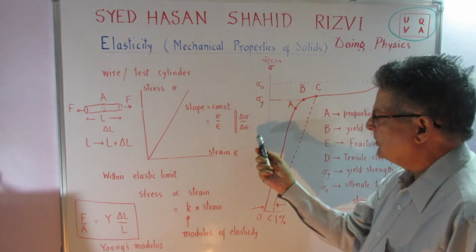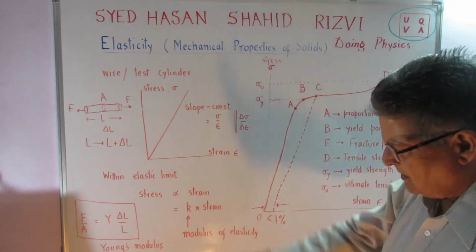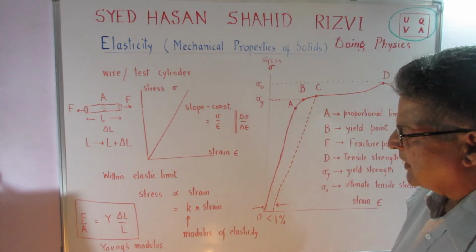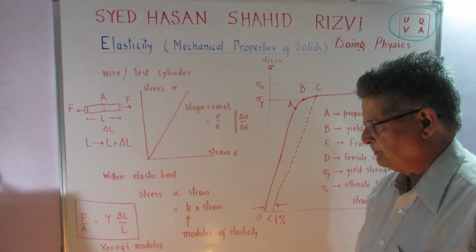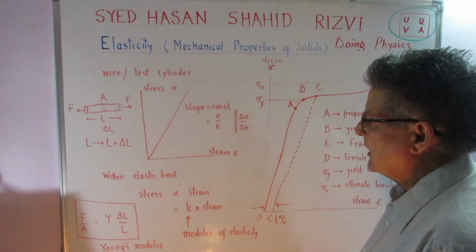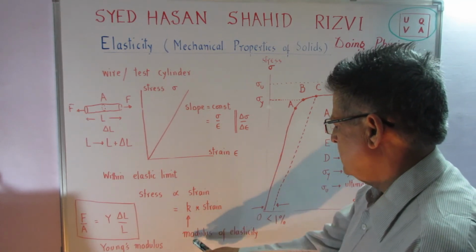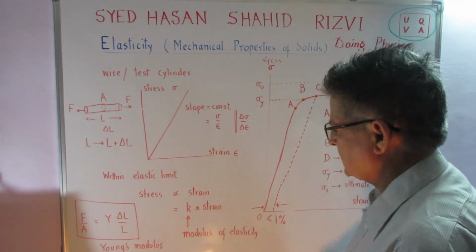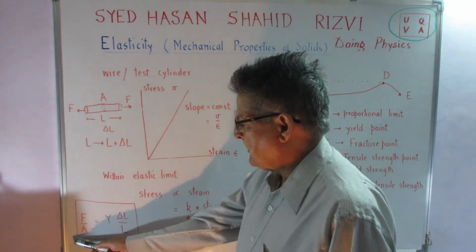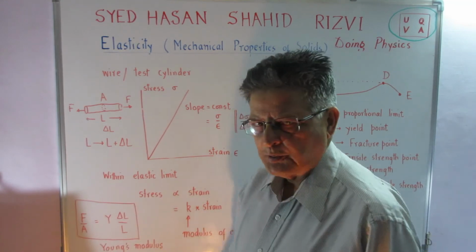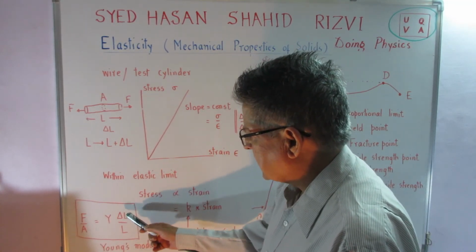It can also be said to be delta sigma upon delta epsilon, keeping with our traditions in the y proportional to x system. Okay, so stress is proportional to strain, equal to K times strain, and this K is the modulus of elasticity. Now the stress is F upon A, the force per unit area, and the strain is delta L upon L.